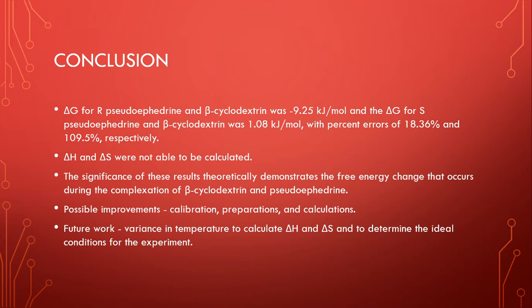The significance of these results theoretically demonstrates the free energy change that occurs during the complexation of beta cyclodextrin and pseudoephedrine, and possible improvements moving forward would be an emphasis on calibration, preparation, and calculations, as well as a variance in temperature to calculate delta H and delta S, as well as to determine the ideal conditions for the overall experiment.